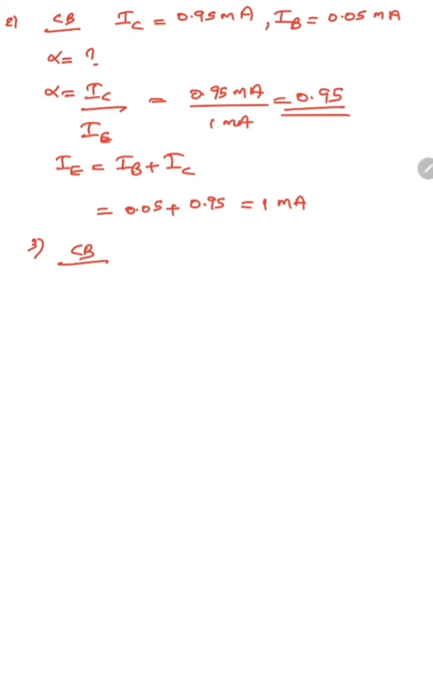In a common base connection, we have given IE is equal to 1 milliampere. And also, it is given that if the emitter circuit is open, ICBO is equal to 50 microampere. We have to find total IC, given that alpha is equal to 0.92. So, we have to use the equation. Here alpha is given, IE is given, ICBO is given, so we can use the direct equation.